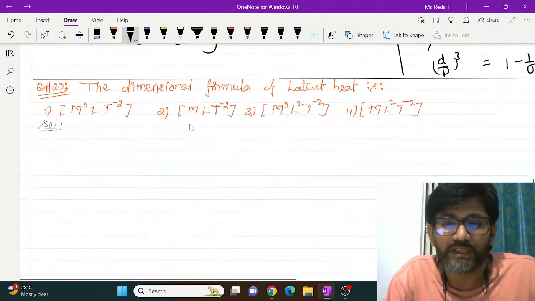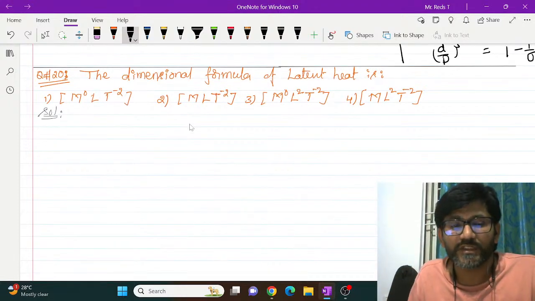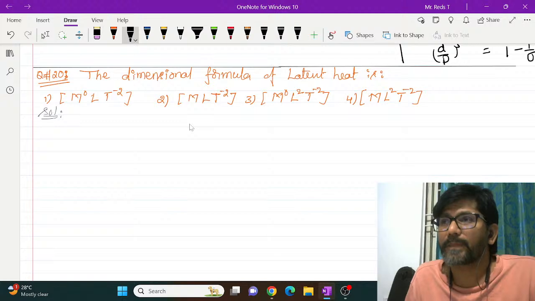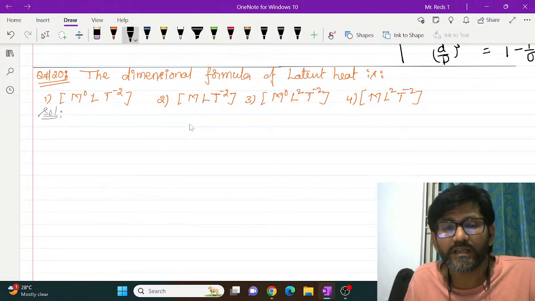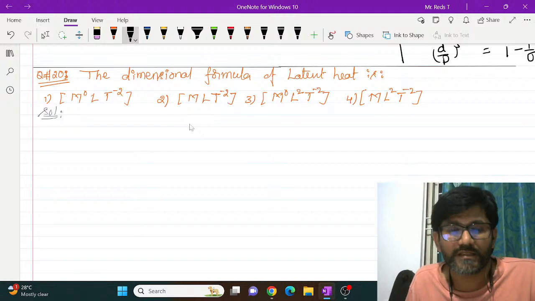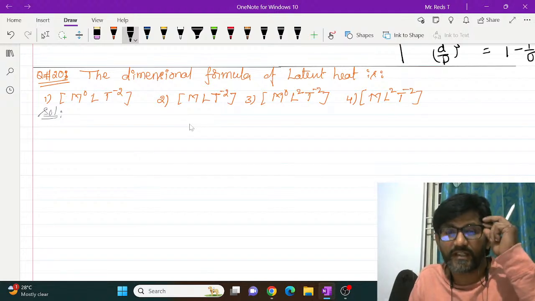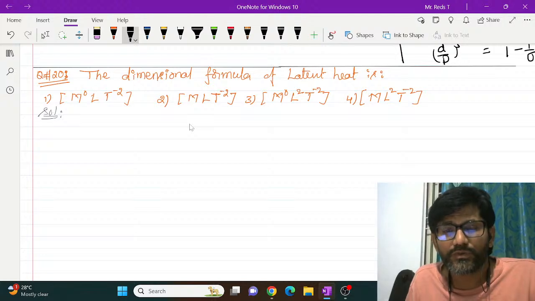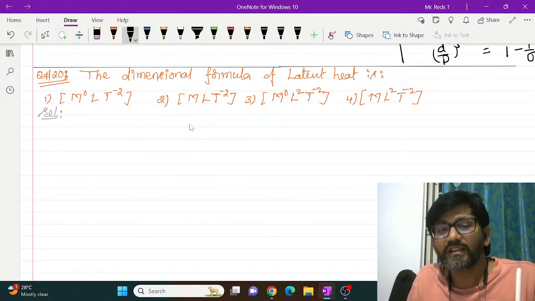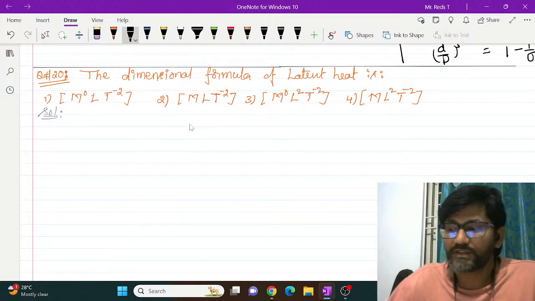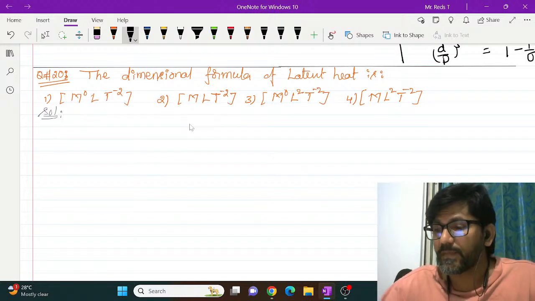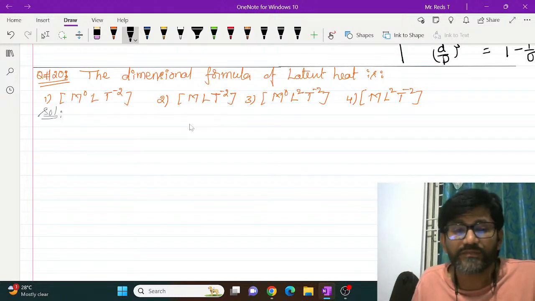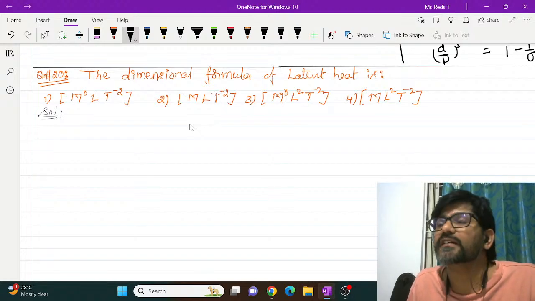Right. Next question. This is a very simple one. This kind of questions we might have practiced a number of times. The dimensional formula of latent heat is asked. So you should be able to get the formula for latent heat, then write the unit of this in fundamental units form, then write the dimensional formula based on the fundamental quantities or units involved. So what is the formula which relates latent heat?